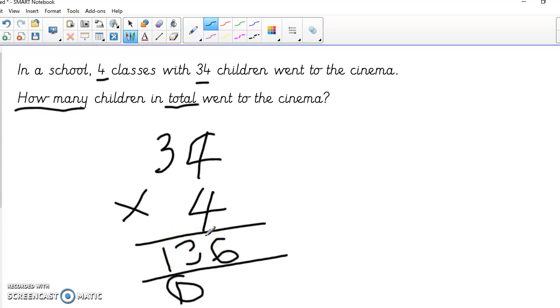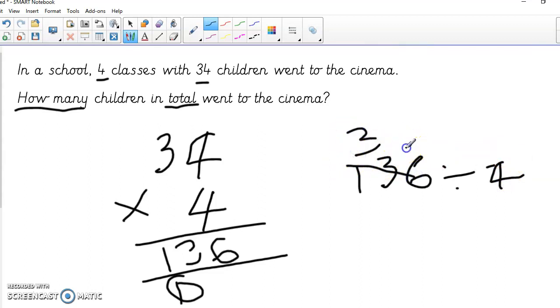So remember, we don't stop here. We need to now check if our answer makes sense. So we need to now do 136 divided by 4. So how many times will 4 go into 13? It will be 3, remainder 1. How many times will 4 go into 16? It will be 4.